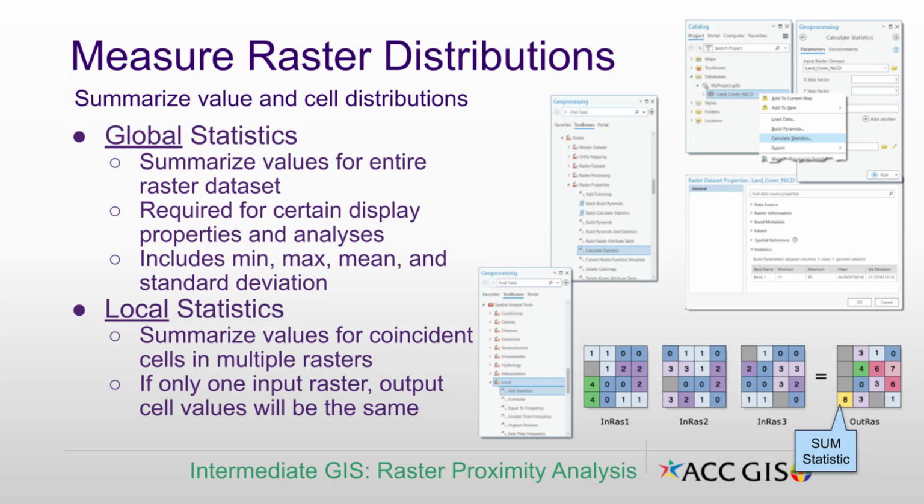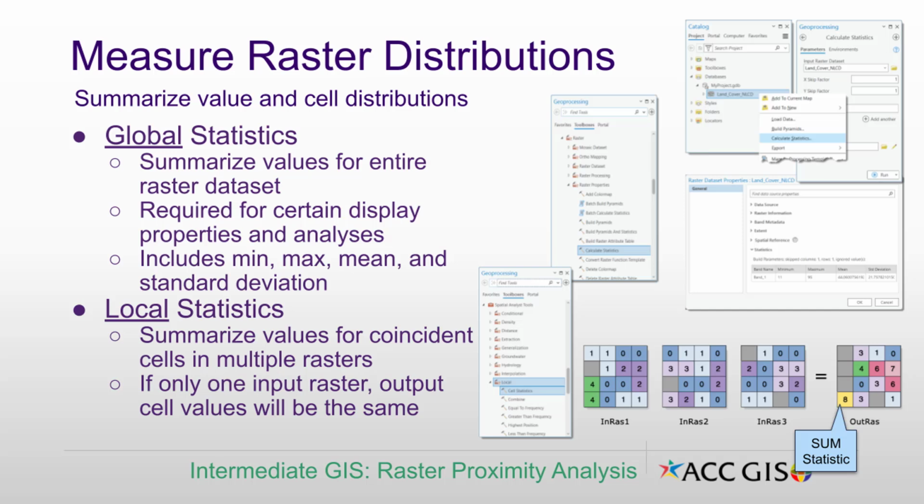In addition to measuring raster cells, we also can measure raster distributions, where we summarize value and cell distributions. And we can use global, local, focal, and zonal statistics to measure distributions. And we'll focus first on the global and local statistics. Global statistics summarize values for the entire raster data set, and they're required for certain display properties and analyses.